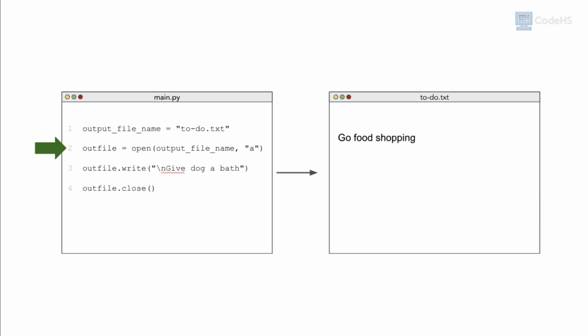Let's revisit our todo.txt file, which initially holds the string go food shopping. If we use append mode to open the file, and then use the write command to add a new string, when we run the program, we will see both strings in the file. If we run the program again, we will see that string added to the end of the file a second time, because each time it is run, the write method is appending the string to the end of the file.